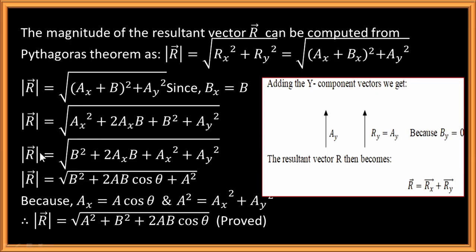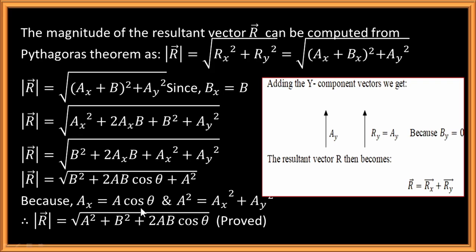Now the resultant becomes b squared, plus 2axb, plus ax squared plus ay squared, because addition is commutative. Ax squared plus ay squared. Now the resultant becomes b squared plus 2ab cos theta plus a squared. Do you know why? A squared is the sum of ax squared and ay squared. Therefore, the resultant vector becomes square root of a squared plus b squared plus 2ab cos theta. Now it is proved. Now the Cosine Law is proved.